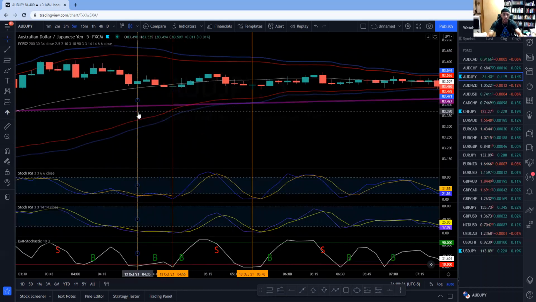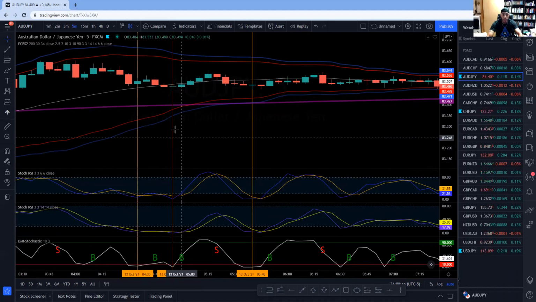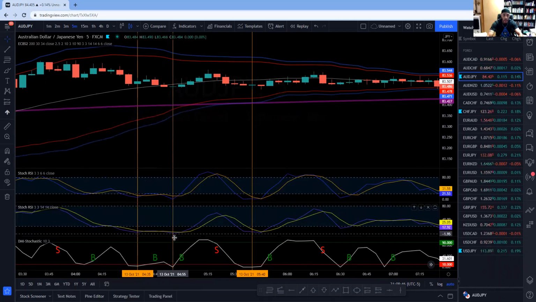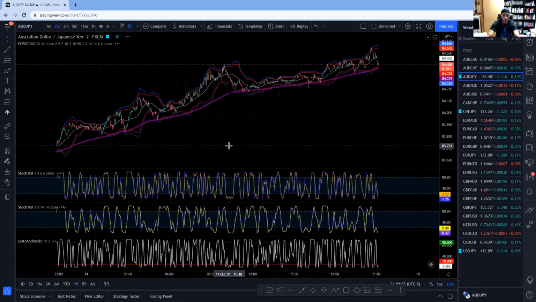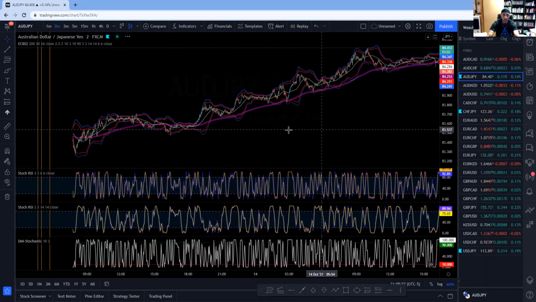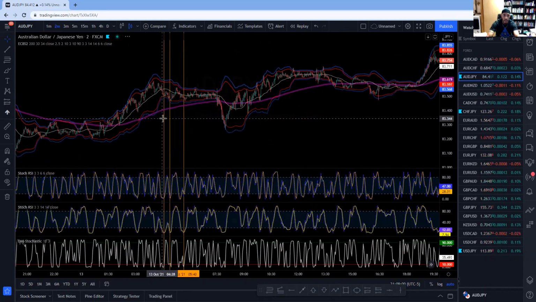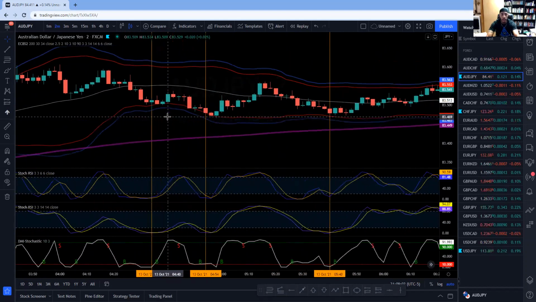But we see here, first stochastic RSI is indicating an oversold market. Second is also indicating an oversold market, and the DMI stochastic is also indicating an oversold market, right? Same thing with this area right here, and same thing with this area right here. So you drop down to the 2 minute, okay? You drop down to the 2 minute, you scale in. All right.